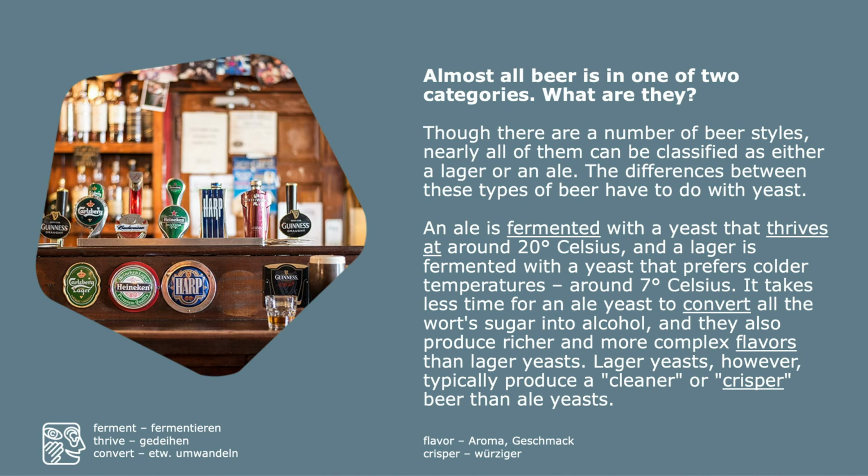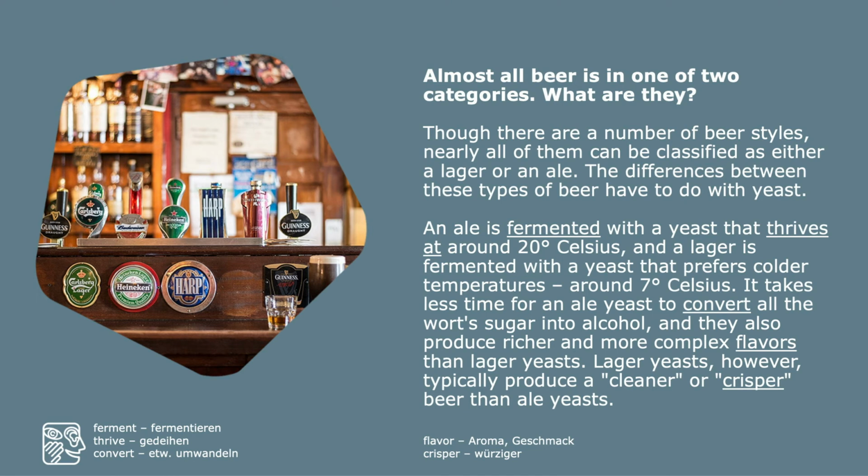Almost all beer is in one of two categories. What are they? Though there are a number of beer styles, nearly all of them can be classified as either a lager or an ale. The differences between these types of beer have to do with yeast. An ale is fermented with a yeast that thrives at around 20 degrees Celsius, and a lager is fermented with a yeast that prefers colder temperatures, around 7 degrees Celsius.